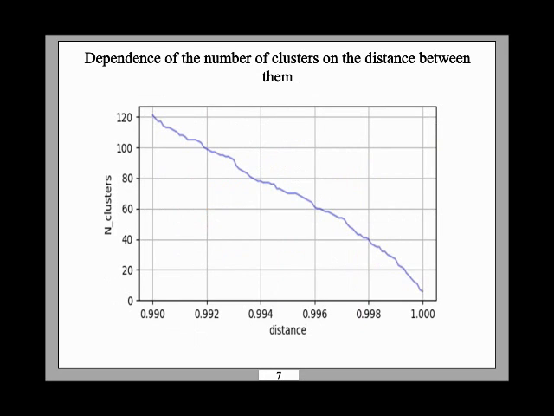The slide shows the relationship plot between the number of clusters and the minimum normalized distance between clusters, and presents the result of clustering depending on the number of resulting clusters. The graph shows that the smaller the minimum allowable distance between the clusters, the more clusters are formed. Note that the number of clusters decreases unevenly despite a uniform increase in distance.